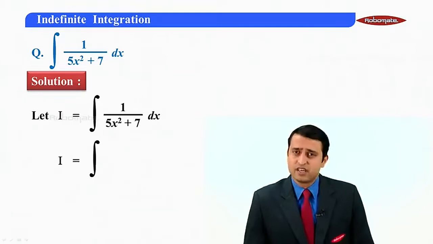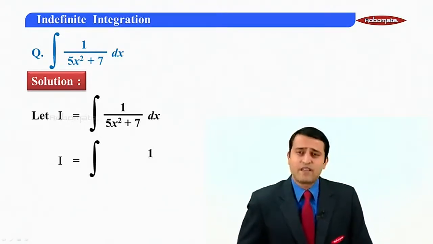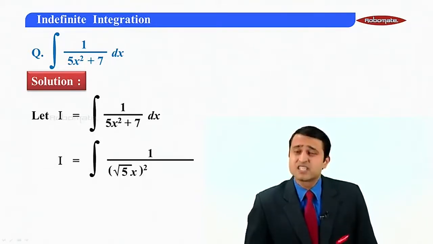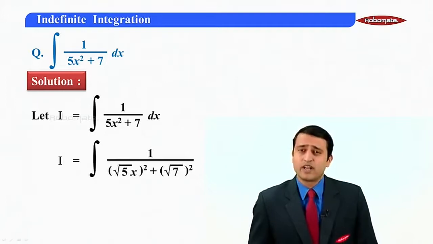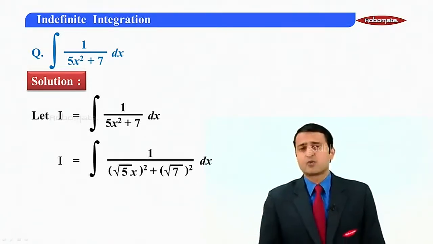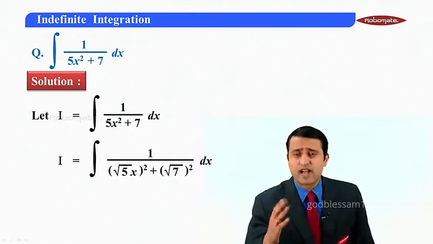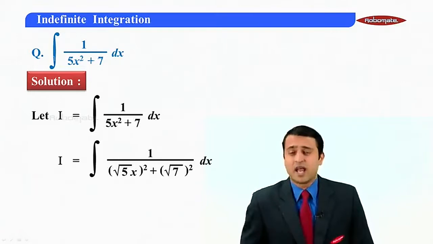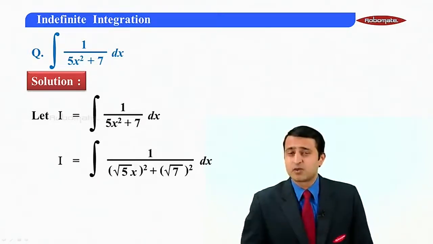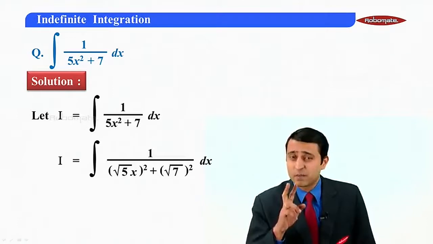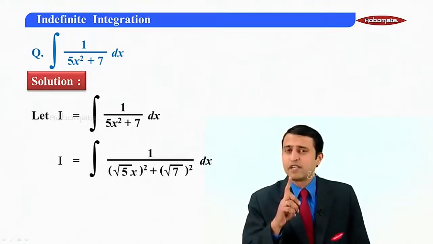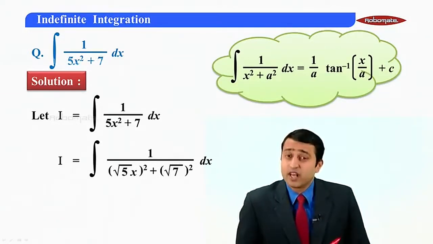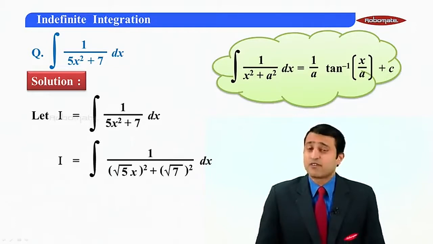So can we say here we can write 1 upon, now instead of 5x square, can I write it as root of 5x the whole square? And likewise 7 can be written as root 7 the whole square. dx is always there. Now my job is to understand which standard formula is applicable. Because there is a plus, and plus means tan. Please remember students, whenever you have a quadratic where a plus is in between, the answer will always be in tan inverse. So here the formula for 1 upon x square plus a square says 1 by a tan inverse of x by a.